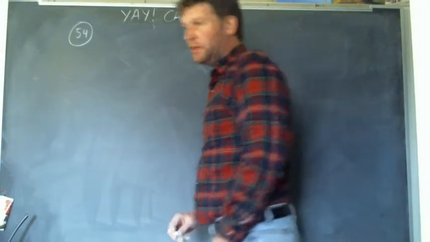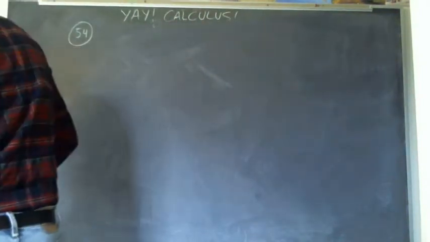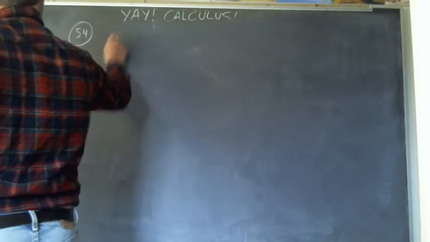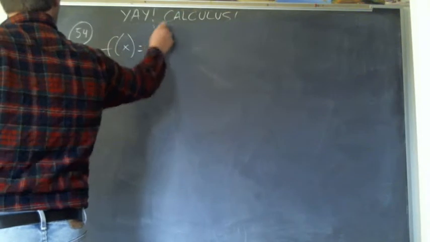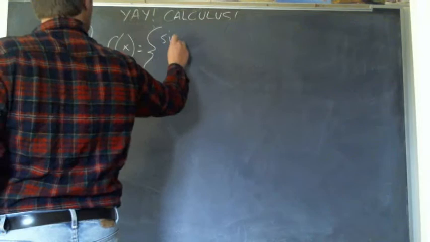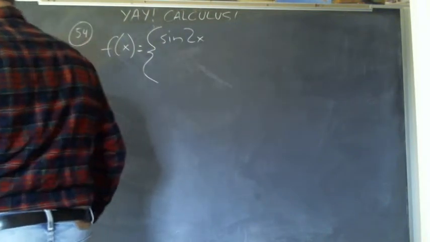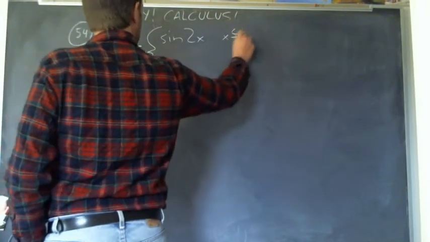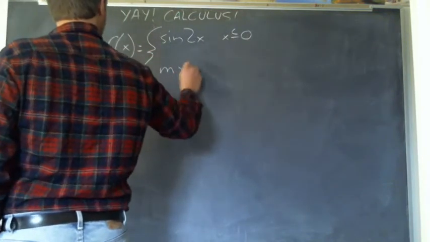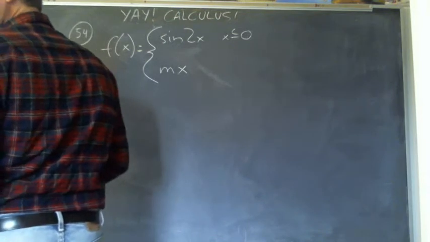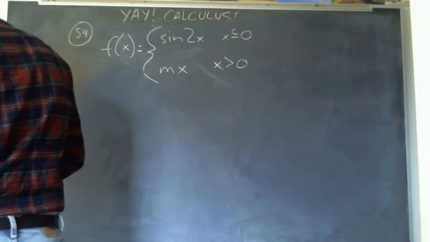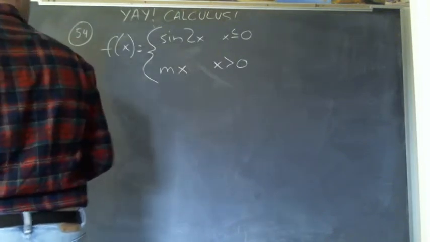All right, number 54. We're looking at for what values the constant m is f of x. Let's write this down here. We're talking about f of x equal to the combination of the two functions: sine of 2x for all x less than or equal to 0, and mx where x is greater than 0. So we want to know where this is continuous and where this is differentiable.